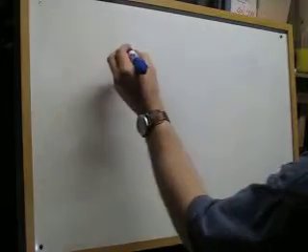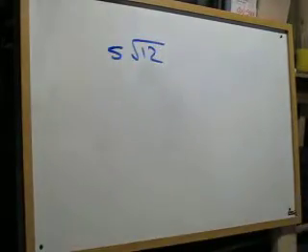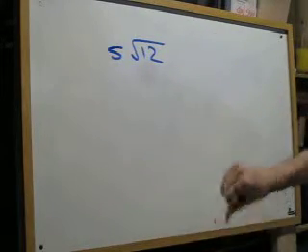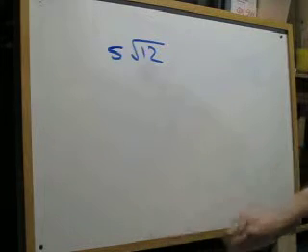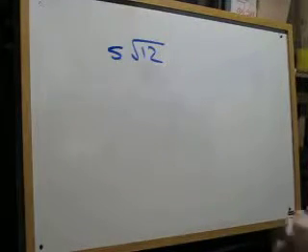Give a decimal approximation for the expression 5 square root of 12. This is where your handy-dandy calculator comes into play here. I expect you to be able to use it here on these particular problems. So up to this point we've done everything by hand. What we're saying here is it says give the decimal approximation.